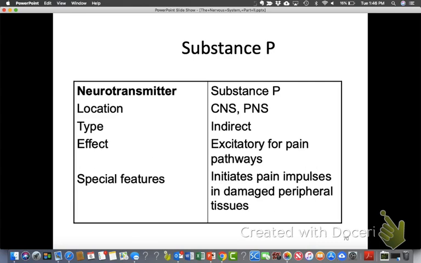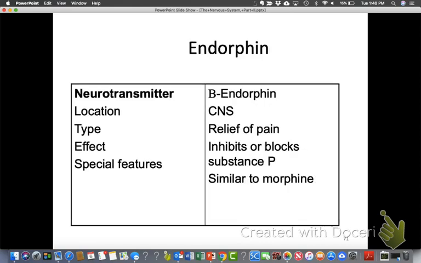Substance P is for pain. Substance P is a neurotransmitter. We've studied it extensively in the PNS. It's actually secreted in the PNS, and it excites pain pathways. So when things hurt, it's a chemical reaction. It's the secretion of this neurotransmitter in the pain pathways that the brain then interprets as pain.